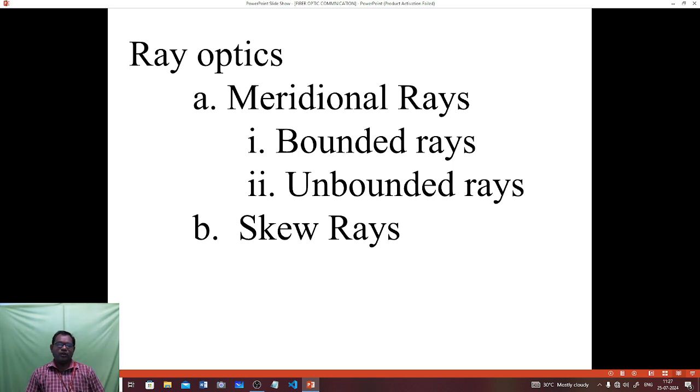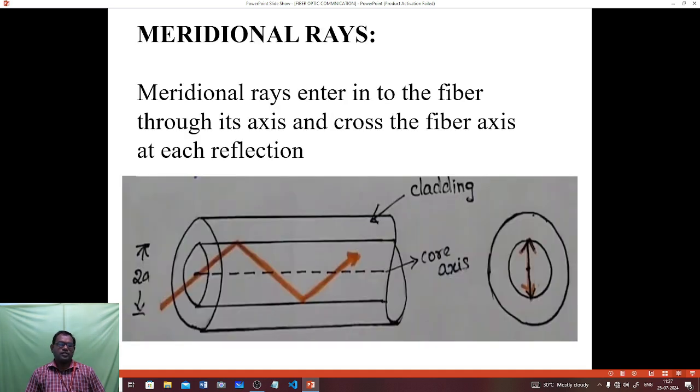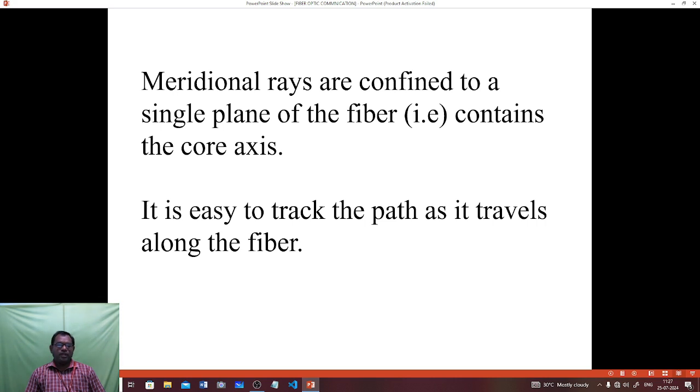In meridional rays there are two types: one is bounded rays and another one is unbounded rays. This is the pictorial representation of the meridional ray, which enters the fiber through its axis and crosses the fiber axis at each reflection. Meridional rays are confined to a single plane of the fiber. It contains the core axis. It is easy to track the path as it travels along the fiber.